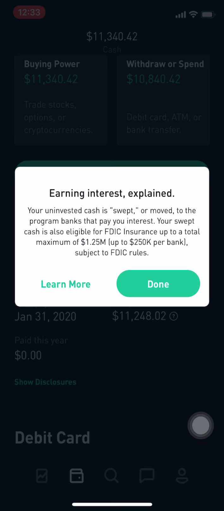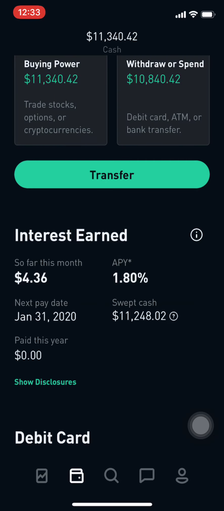So your uninvested cash is swept or moved to the program banks that pay you interest. Your swept cash is also eligible for FDIC insurance up to a total max of 1.25 million, up to 250,000 per bank, subject to FDIC rules. So it's good to see that your money in this account is FDIC insured.